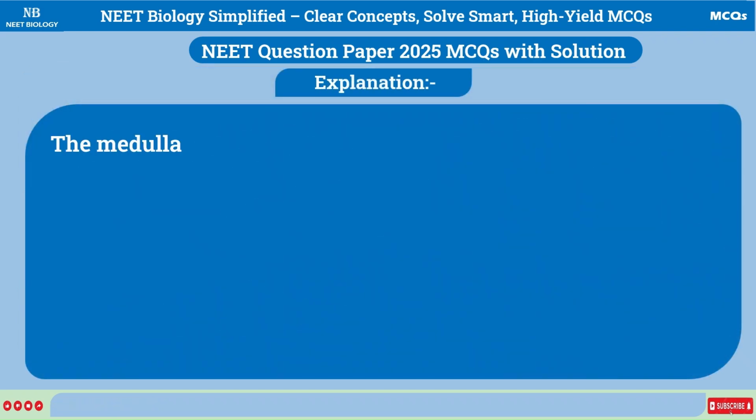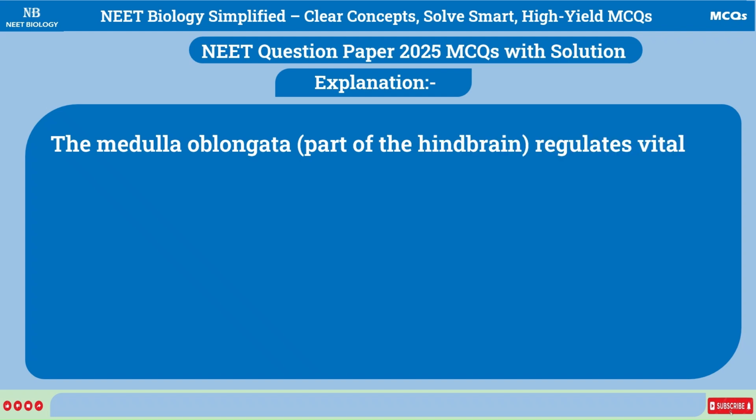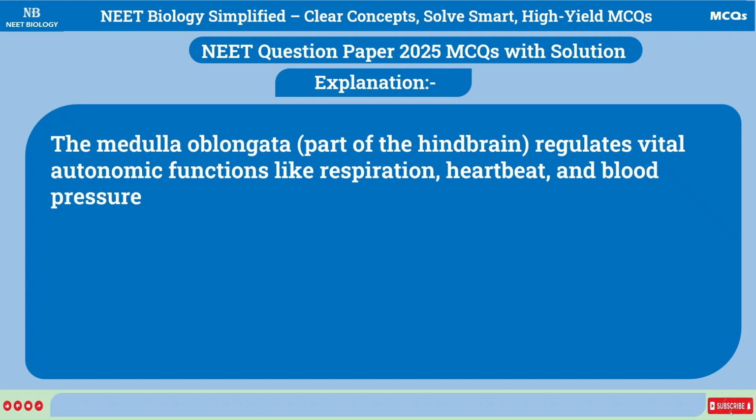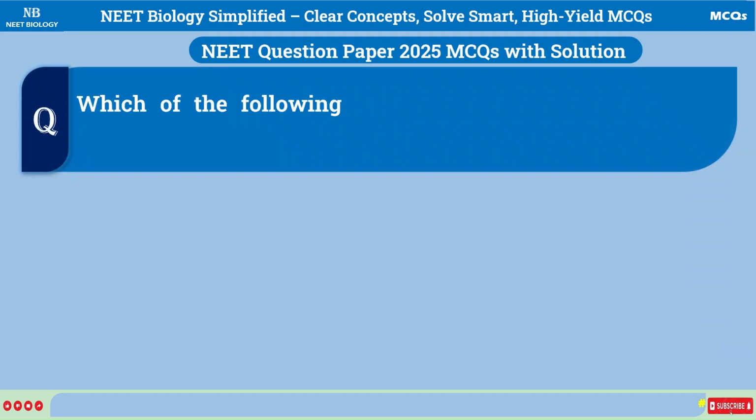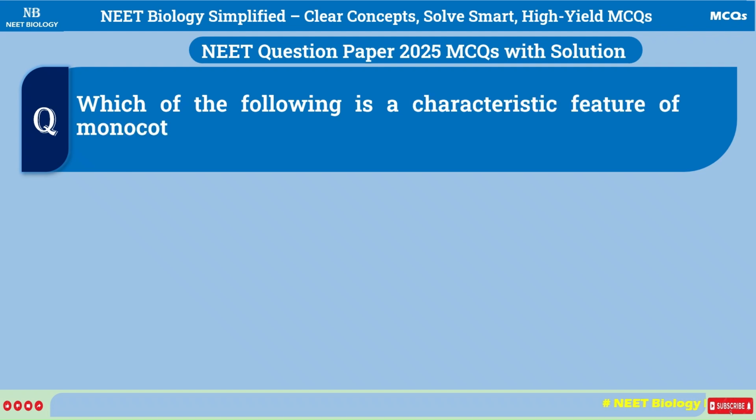Explanation: the medulla oblongata, part of the hindbrain, regulates vital autonomic functions like respiration, heartbeat, and blood pressure. Cerebrum handles voluntary activities. Cerebellum maintains balance. Thalamus relays sensory signals. Which of the following is a characteristic feature of monocot stem anatomy?